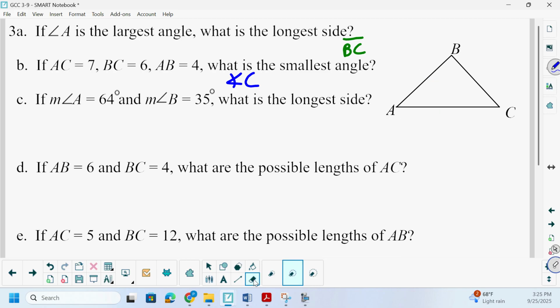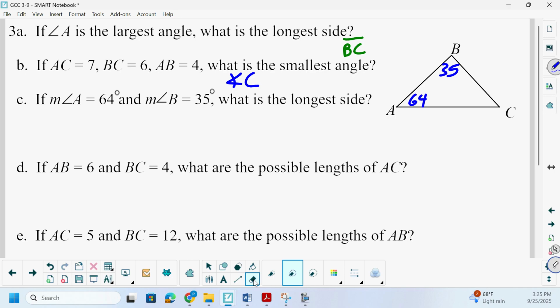So let's erase, and we'll relabel for the new one. We've got angle A is 64. We've got angle B is 35. And we want to know the longest side. Well, something we've learned today is the longest side should be across from that largest angle.